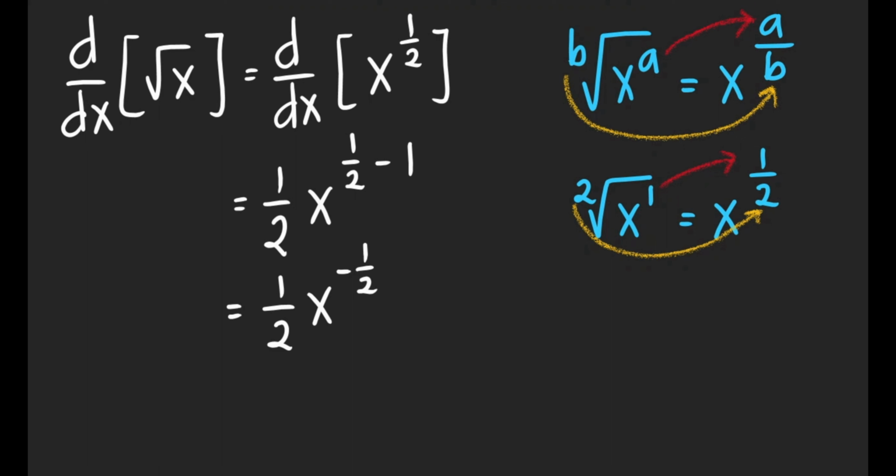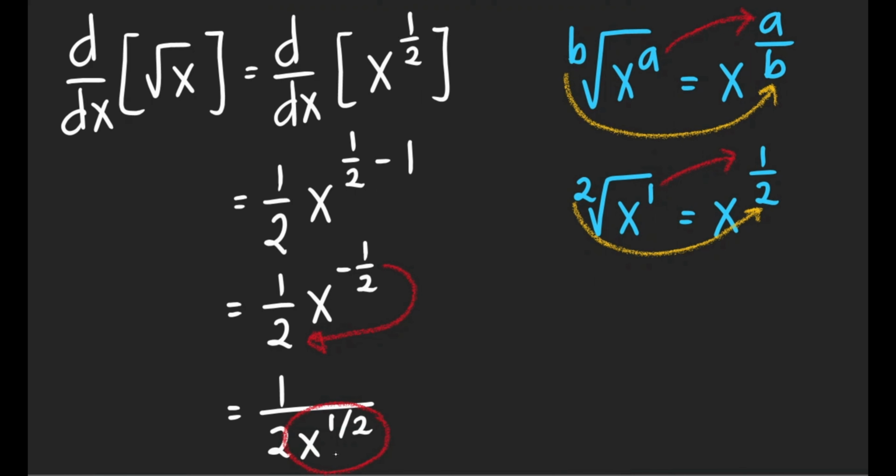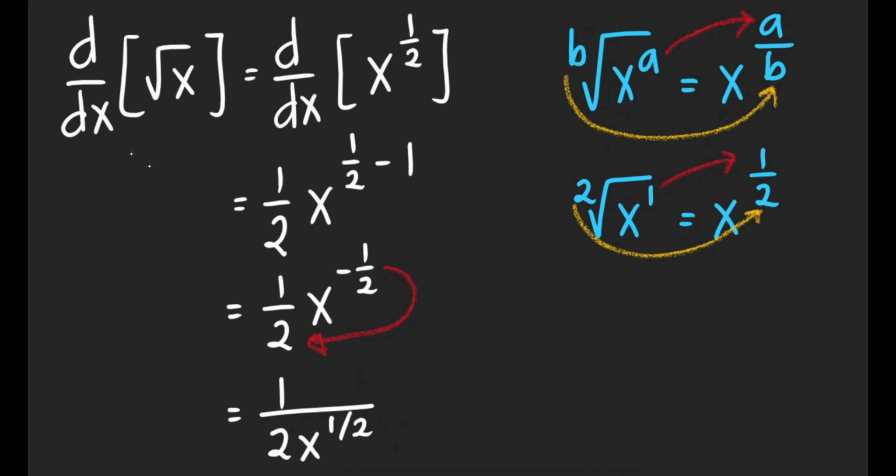Let's eliminate the negative sign in the exponent by moving it to the denominator. F prime of x is equal to 1 divided by 2 times x to the power 1/2. Remember that we can rewrite x to the power 1/2 as square root of x. The answer will be 1 divided by 2 square root of x.